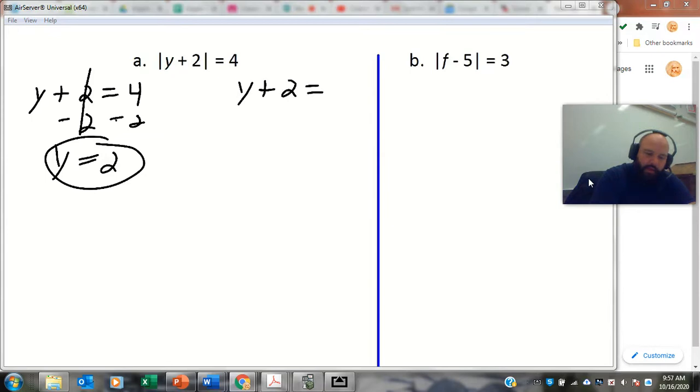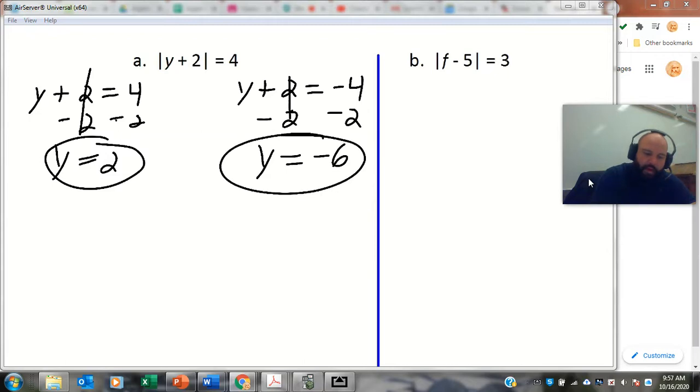equations again, but then you make the number that's outside on the other side of the equal sign negative. And so what you have is y plus 2 equals negative 4. And so when I subtract 2 from both sides, you end up with the answer y equals negative 6. And that answer also would make this equation true. If I put in negative 6 right there, negative 6 plus 2 is negative 4, but then when you take the absolute value of it, it becomes positive 4. So there are two solutions to these absolute value equations. You have to make sure you solve for both of them.